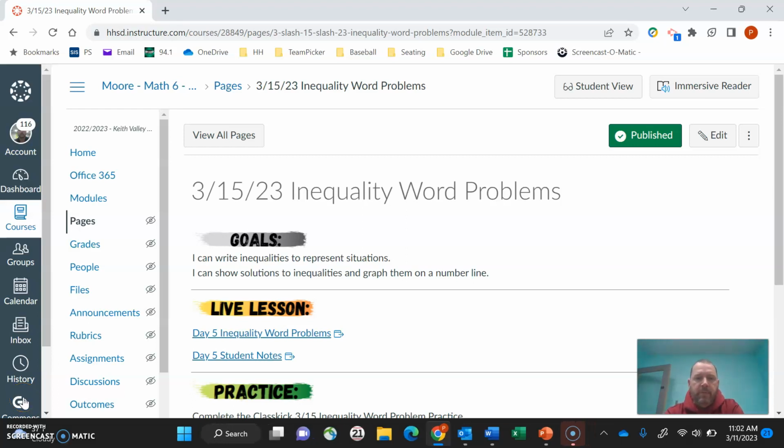Everyone. Today we're going to be doing a lesson called Inequality word problems. And your goals today are that you will be able to write inequalities to represent situations, and you can show solutions to inequalities and graph them on a number line. Let's go ahead and get started with today's lesson.